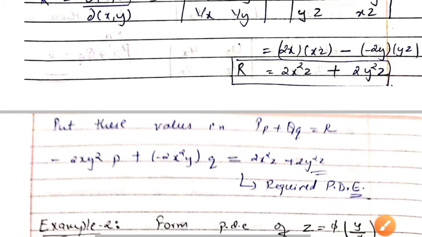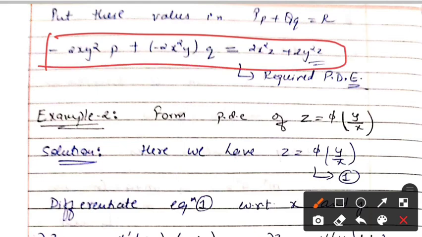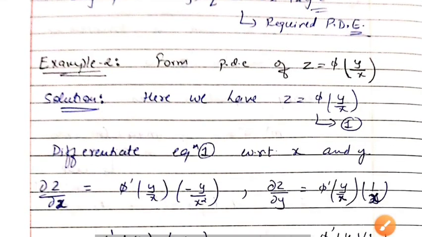Now we will put all these values in capital P small p plus capital Q small q equal to R. After putting these values, you will get an equation where there is no F, where there is no function. So this is your required partial differential equation by removing the arbitrary function. This is one type of example.